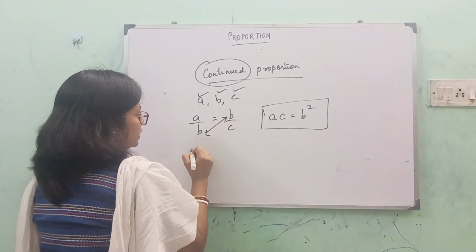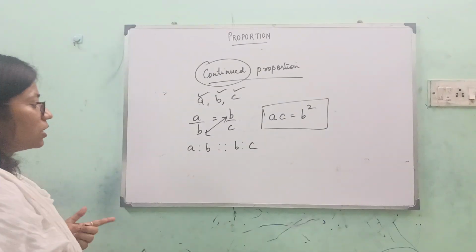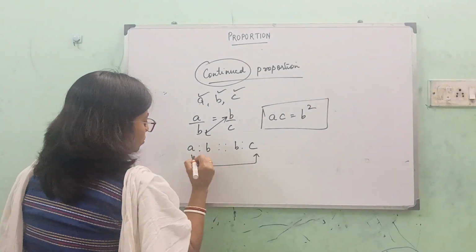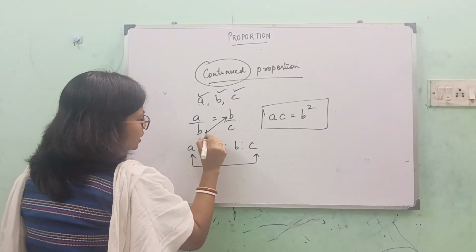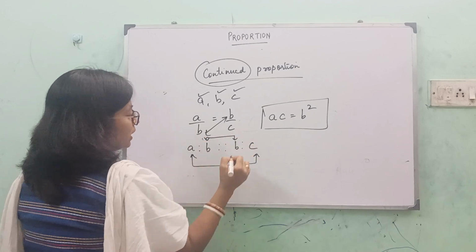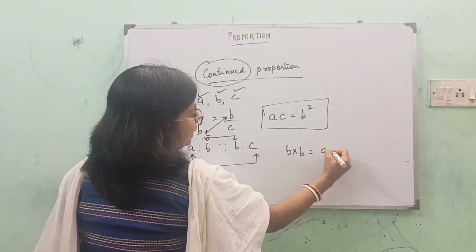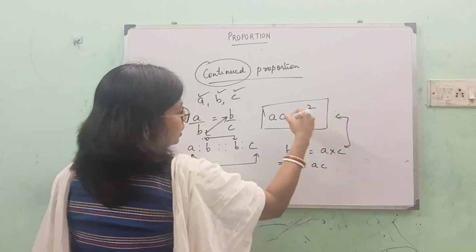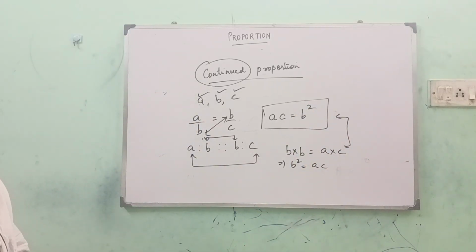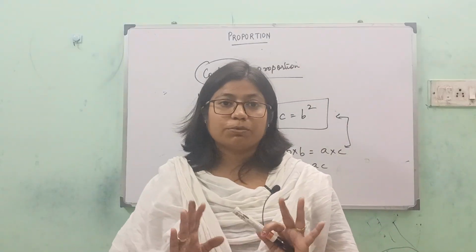So A is to B as B is to C. Following the cross product rule, A and C are the extreme terms, whereas the two B's are the mean terms. So product of means is B into B, which is equal to A into C, that is B square is equal to AC. This is how it comes using the cross product rule. So this was continued proportion, and this was all about proportion.